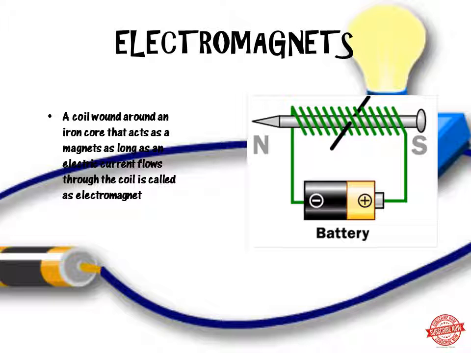Now coming to electromagnets, what exactly are electromagnets? They are nothing but a coil wound around an iron core that acts as a magnet as long as an electric current flows through the coil. So this is called an electromagnet. From the figure you will be able to see that there is an iron rod, a battery, and the connecting copper wire. This is how the electromagnet looks.